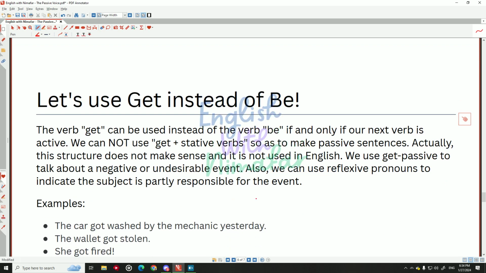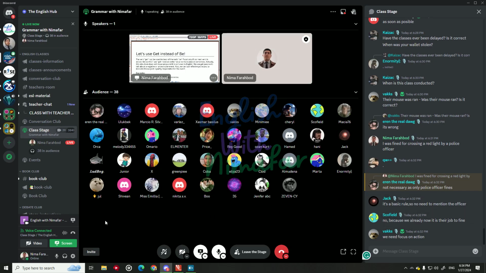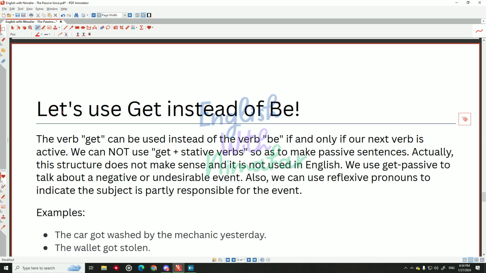And the last part, then we will have some exercises to do. Let me see if you have any questions. No questions, good. We have something we call get passive in English. So we talked about be, like I am, he was, they had been, something like this. So the verb get can be used instead of the verb be, if and only if our next verb is active. What do I mean by that?